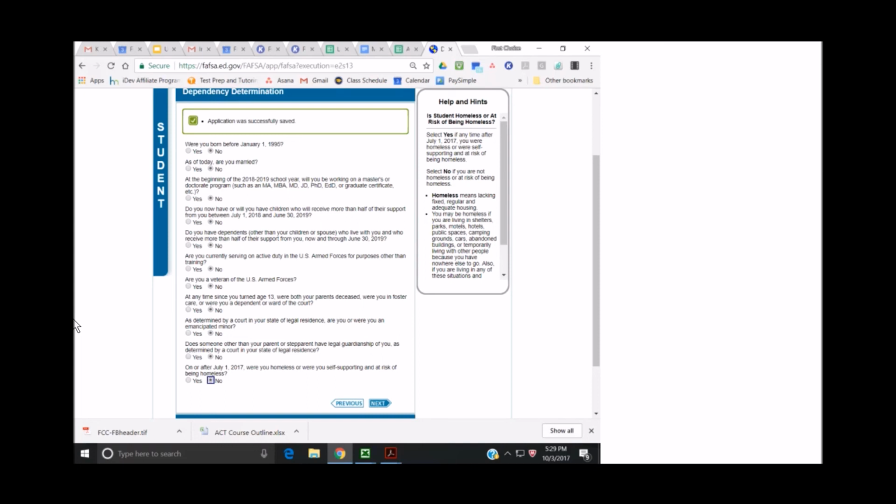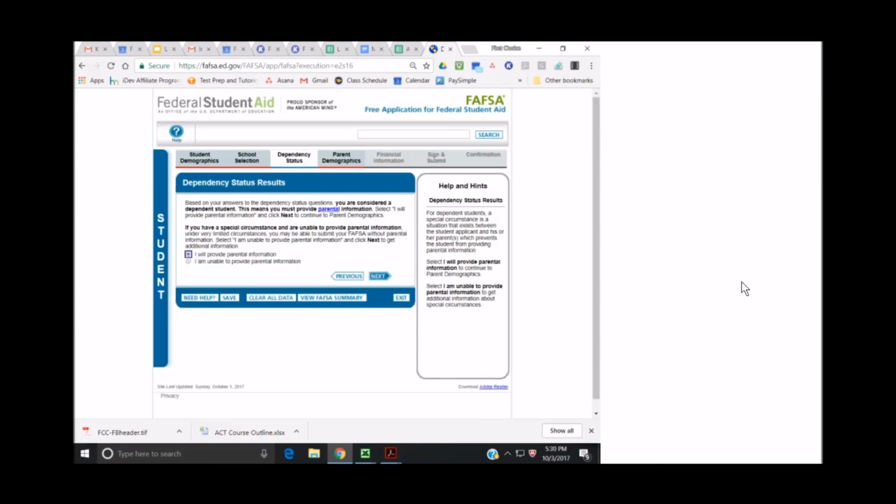So if you can answer yes to any one of those questions, then they do what they call a dependency override, and you're an independent student. They do not ask for any parental information, but if you say no to all of those questions, then they determine you to be a dependent student.